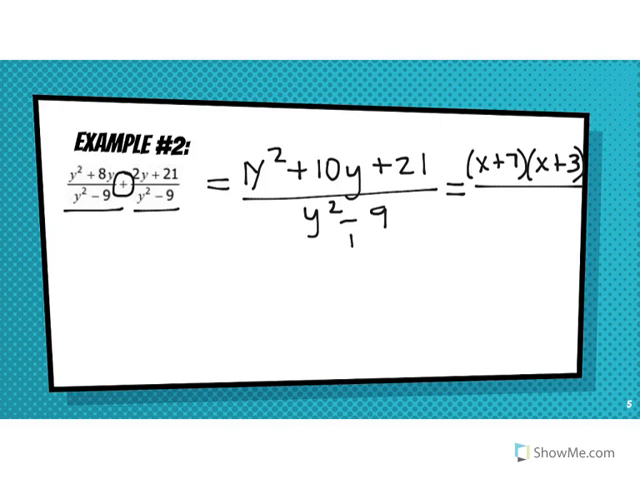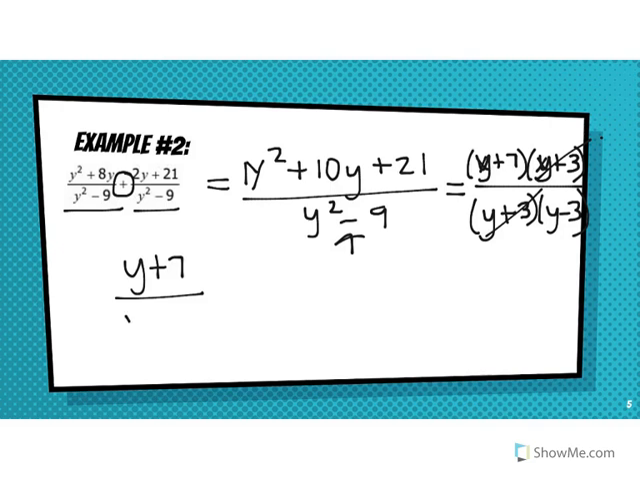And then here we have a difference of two squares. I know that it's a perfect square because it's a 9, so 3 times 3. And that y squared is also a perfect square with y times y. So I have a y plus 3 and a y minus 3. Now I'm going to simplify anything that I can cross out. Sorry, these should be y's and not x's. So now y plus 3 cancels out, and I'm left with my single rational expression of y plus 7 over y minus 3 as my denominator.